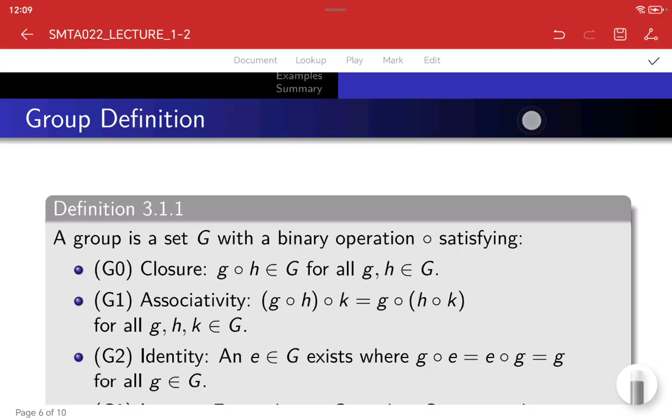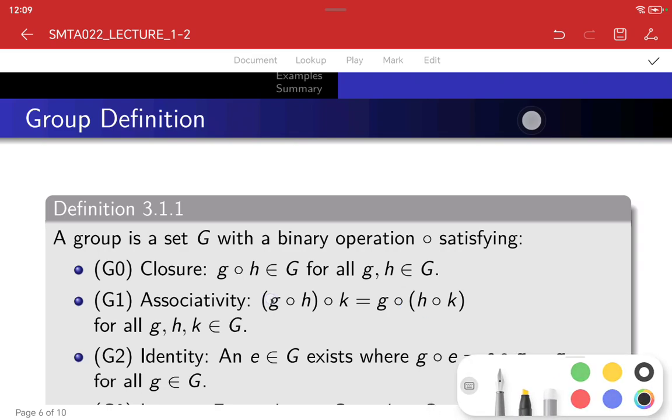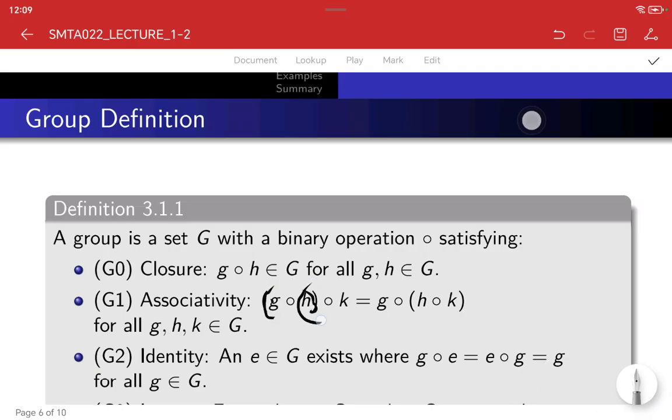Then I come to the second rule. This is associativity. For associativity, remember I said we take 3 elements from G. When we take these 3 elements g, h and k, we apply the binary operation with brackets here, and we find that it equals the other side, where I shift the brackets. Now when I shift the brackets to here, if these sides are equal, then we say that the binary operation is associative, right?